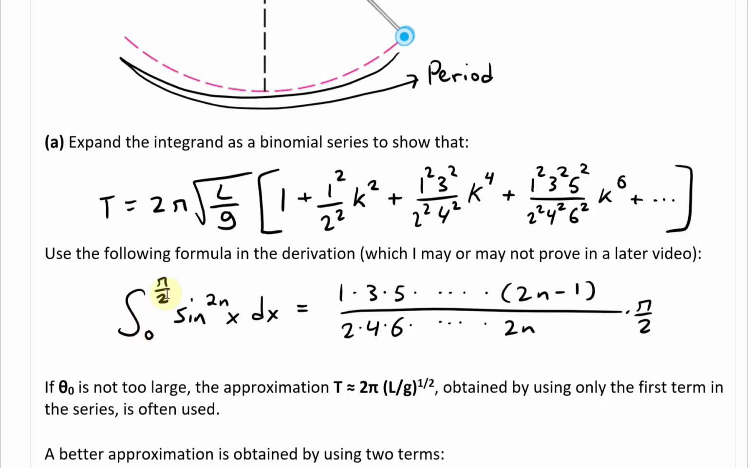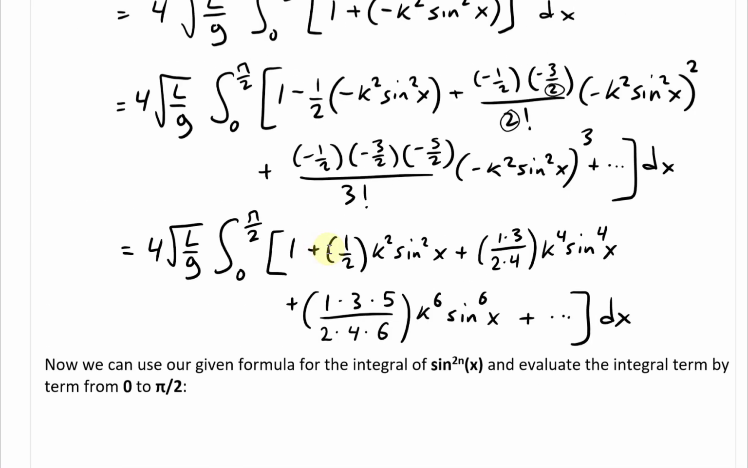So the integral from 0 to pi over 2 of sine to the power of 2n of x dx equals this here now. It equals this pattern, 1, 3, 5 over 2, 4, 6, where 2n is the max, and 2n minus 1 is the max on top, times pi over 2. So we do that for every single term. And also notice that when you evaluate from 0, it's always going to be just 0 in all these cases.